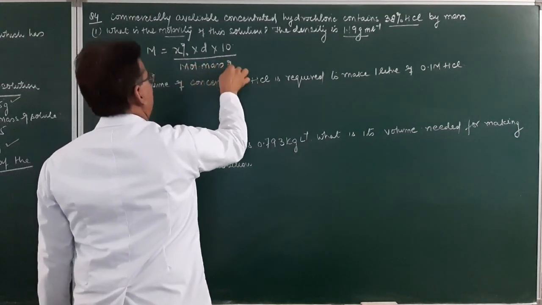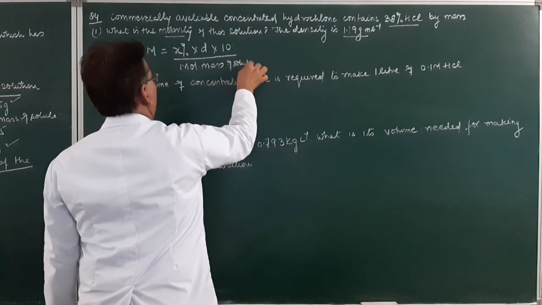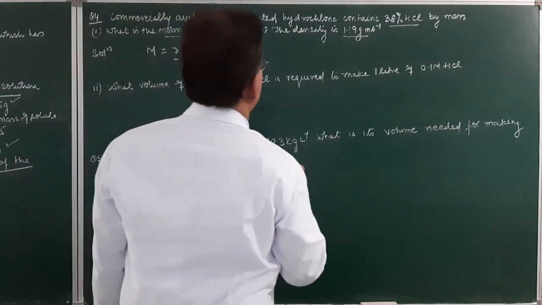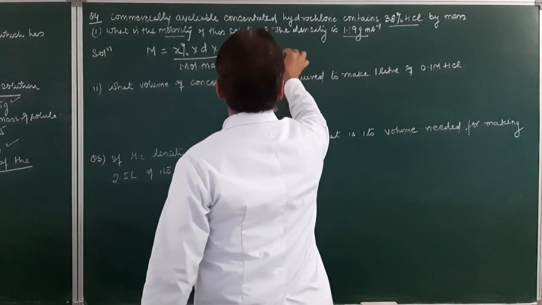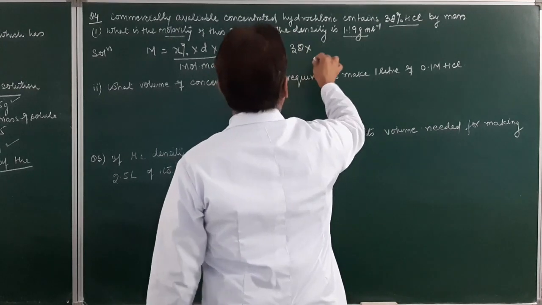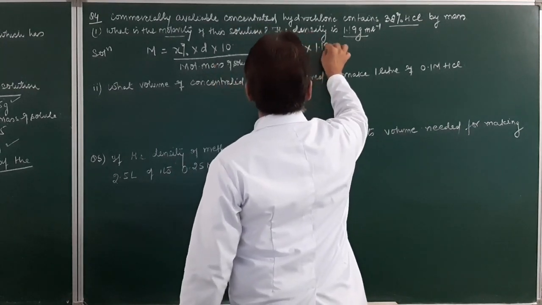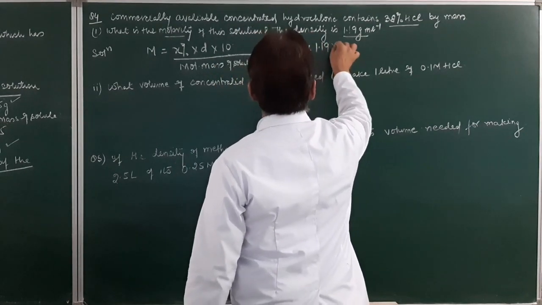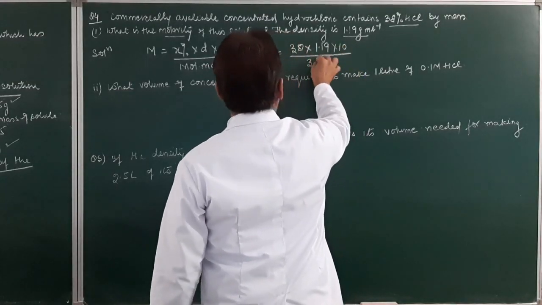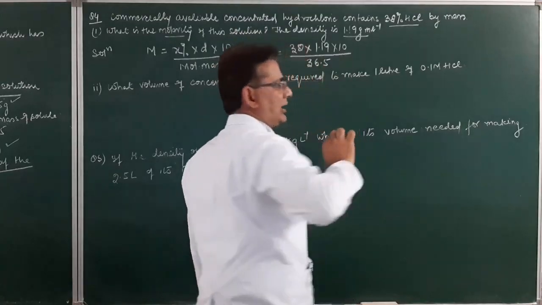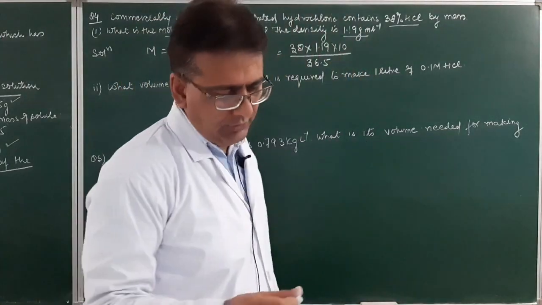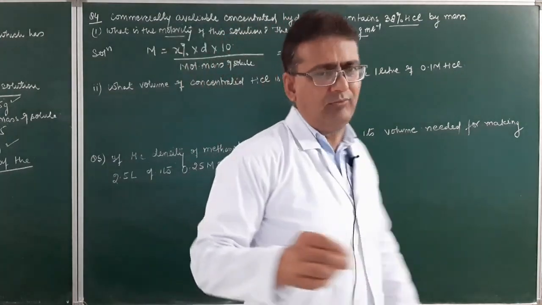Molarity is X% into D into 10 upon the molecular mass of the solute. What is the percentage mass given here? It is 38%. What is the density of the solution? 1.19 gram per ml into 10. What is the molecular mass of HCl? It is 36.5. Solve it out, and your answer will come to be 12.389 molar.